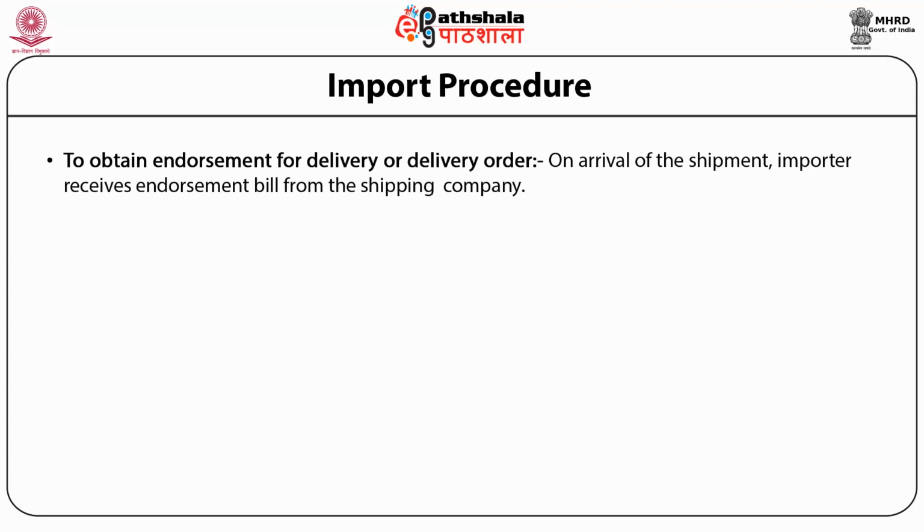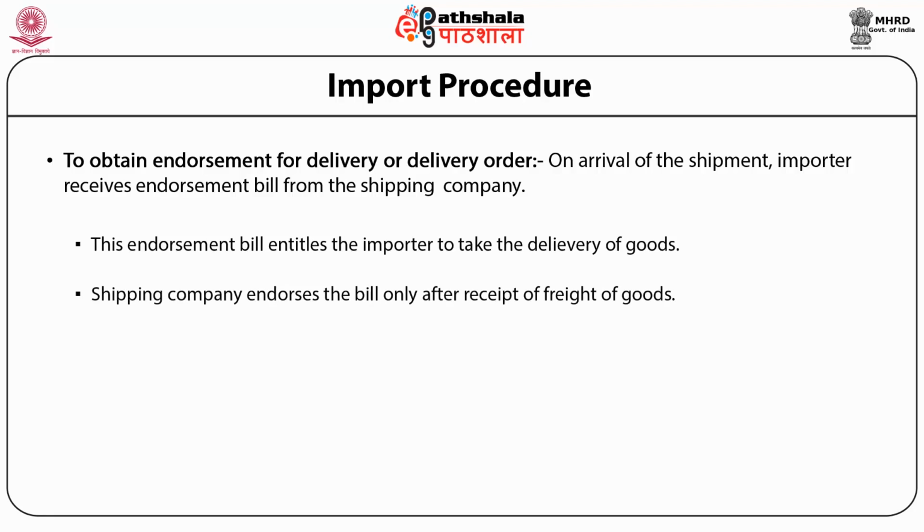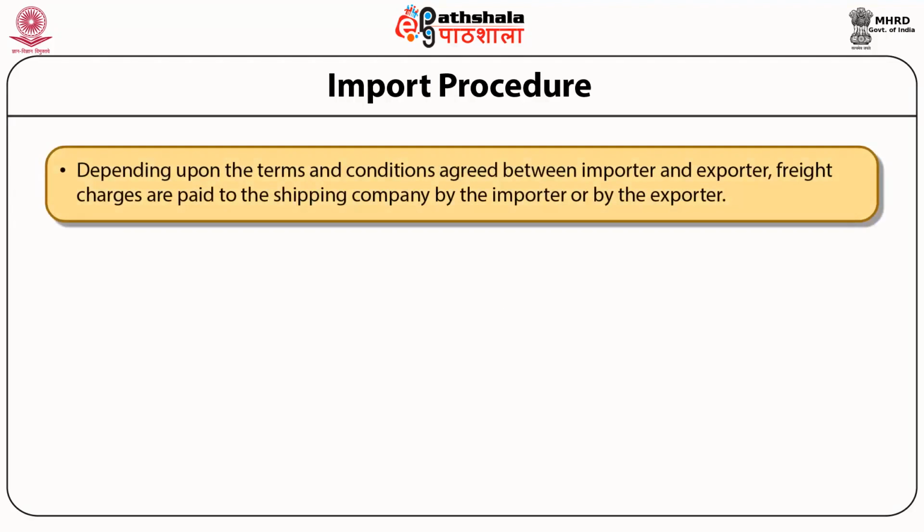On arrival of shipment, importer receives endorsement bill from the shipping company. This endorsement bill entitles the importer to take the delivery of goods. Shipping company endorses the bill only after receipt of the freight of goods. Depending upon the terms and conditions which have been agreed between the importer and exporter, freight charges are paid to the shipping company by the importer or by the exporter.